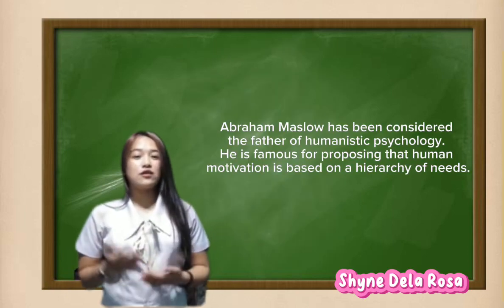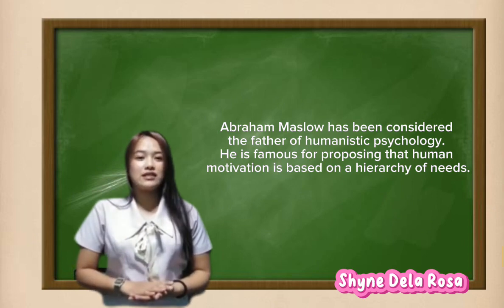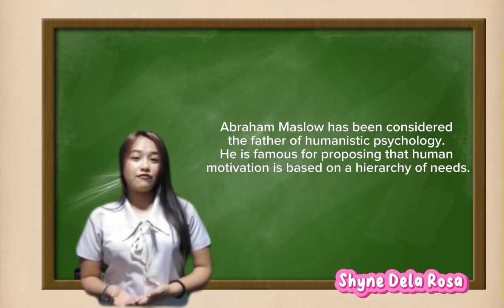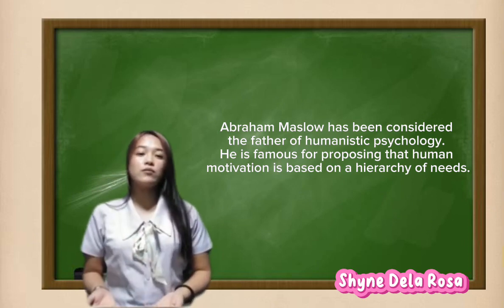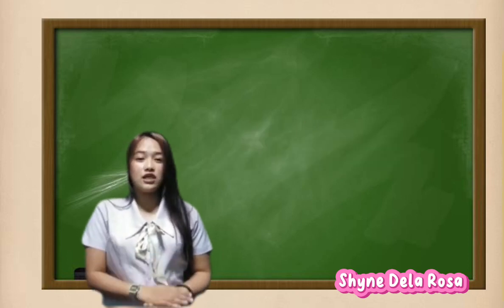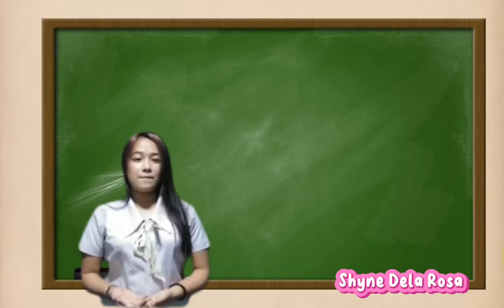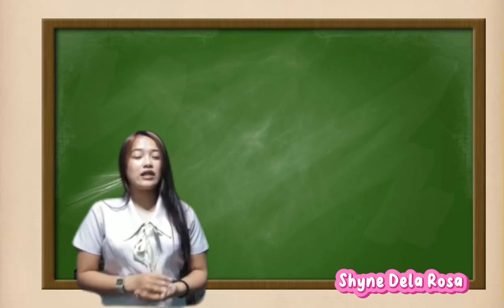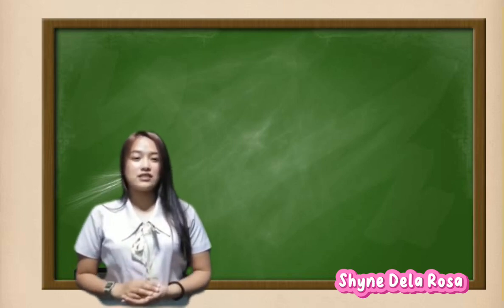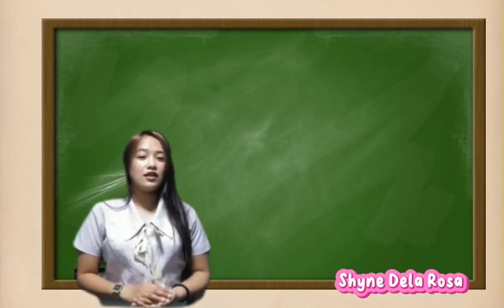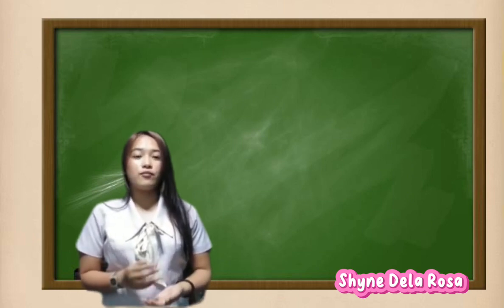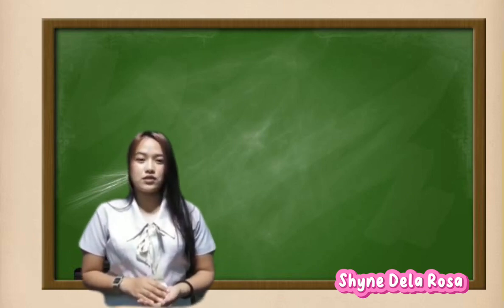Abraham Maslow has been considered the father of humanistic psychology. He is famous for proposing that human motivation is based on a hierarchy of needs. Abraham Maslow set forth a classical theory of human needs. Ornstein and Hunkins list the needs in order of importance as follows.